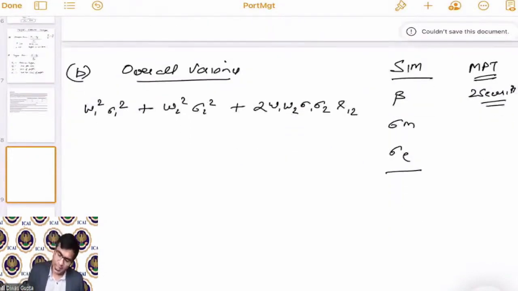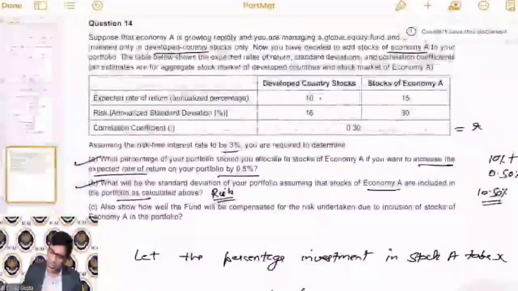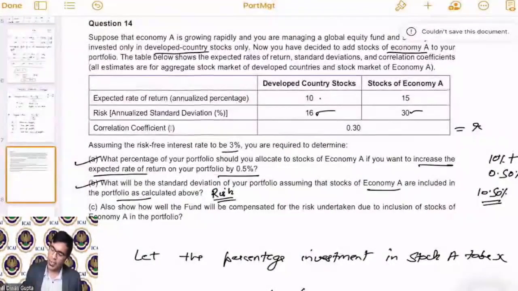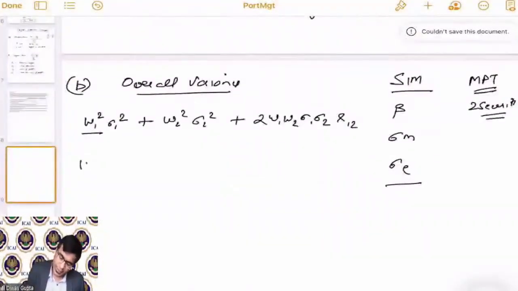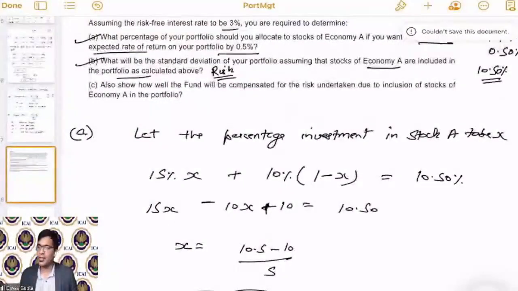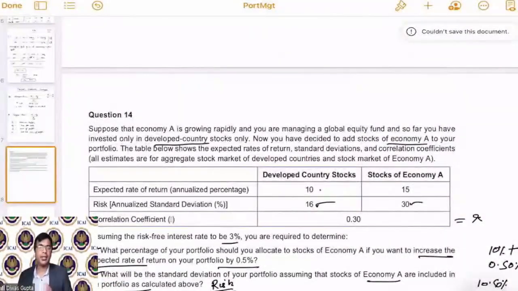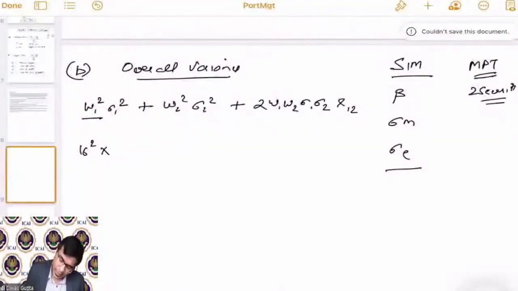Now the overall variance will be weight 1, standard deviation 1 squared. We have standard deviation of 1 as 16 and of 2 as 30, correct? So 16 squared and weight 1 is how much? We have calculated here: 10% is in the economy A and 90% in the developed country. So 0.9 squared, multiplying by 0.90 squared.